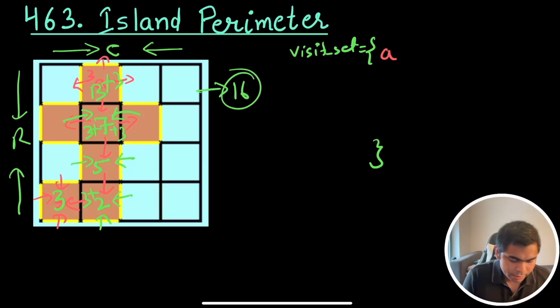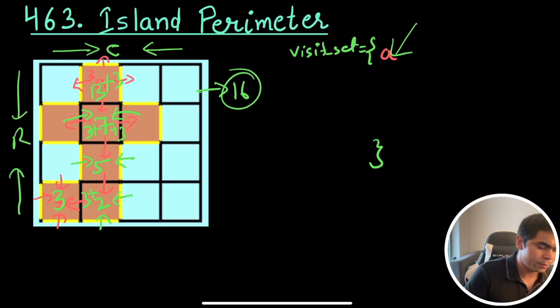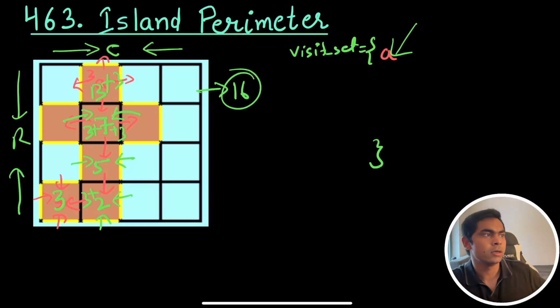All right, and remember that when we are visiting these, we'll keep adding them to our visit set. We're going to deal with the grid, so we don't have to worry about how we were understanding this using ABCD. But remember, we'll be using the rows and columns to track which nodes we have already visited, so that we don't come across these nodes again and get stuck in a loop.